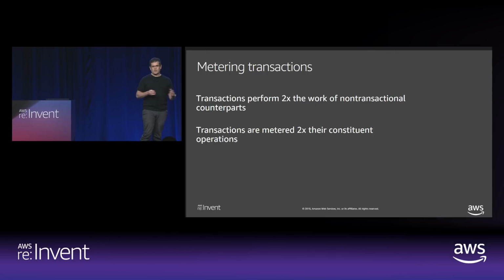Now, the nice thing about transactions is that they just fit into the existing capacity models. Auto scaling works and is recommended if you're using provisioned capacity. If you're using on-demand, it just works and it fits into the rest of your consumption.